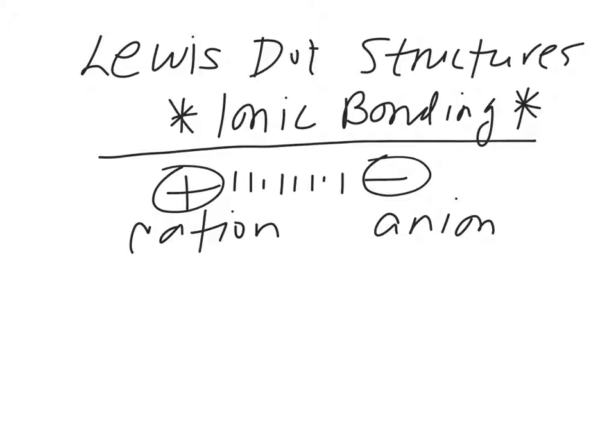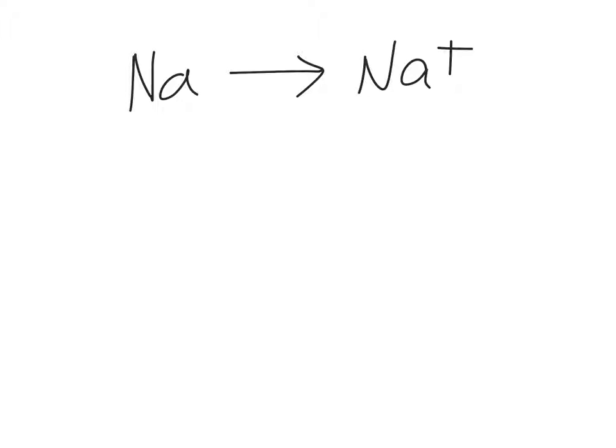So we're going to look again at how to show that with Lewis dot structures, and then we're going to practice it a lot in class. So the example that we're going to look at is the ionic compound sodium chloride, and we're going to look first at the cation. So we know that in sodium chloride, NaCl, our cation is going to be sodium. And we know that in this particular compound, we don't have a sodium atom, we have a sodium cation.